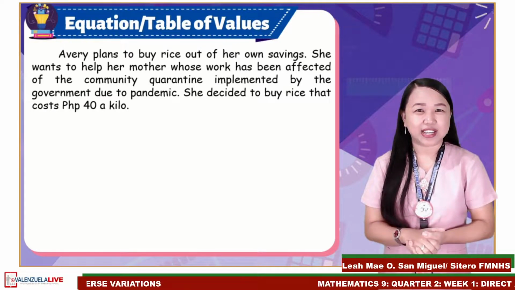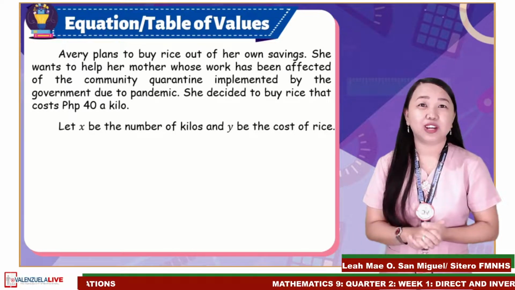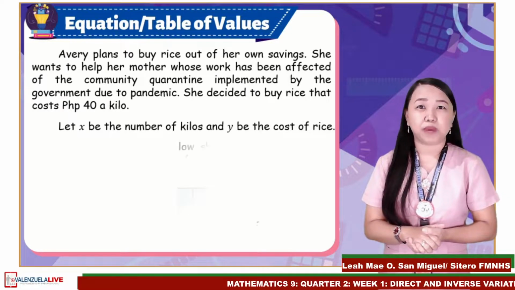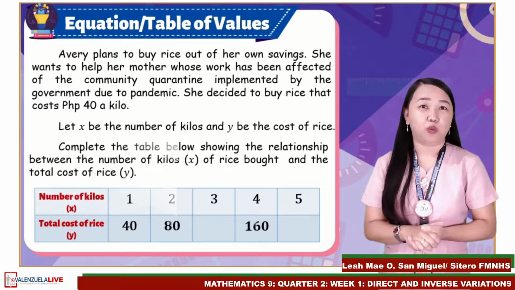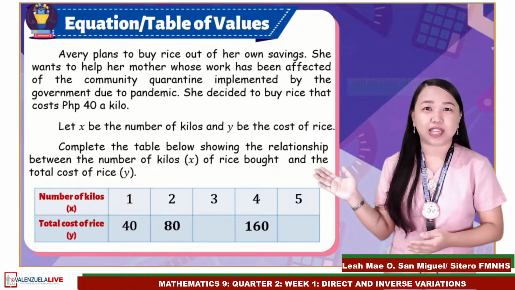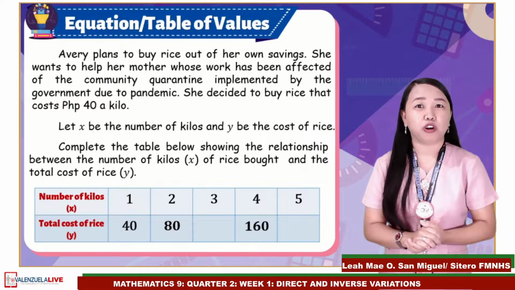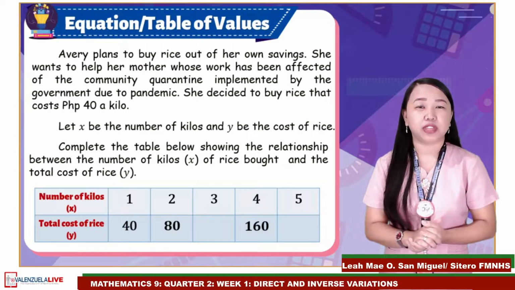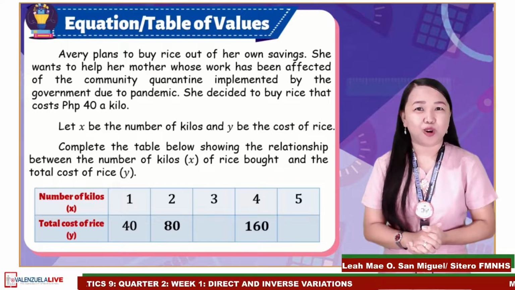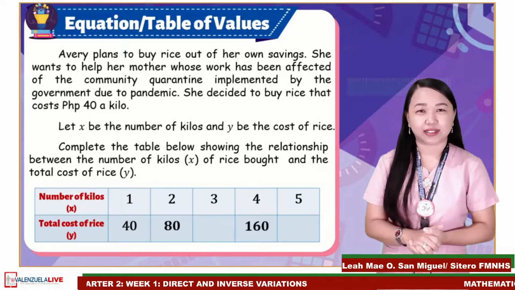Very good. The quantities are the number of kilos and the cost of rice. Let x be the number of kilos and y be the cost of rice. Let us complete the table below showing the relationship between the number of kilos x of rice bought and the total cost of rice y. How much is the cost of 3 kilograms of rice?